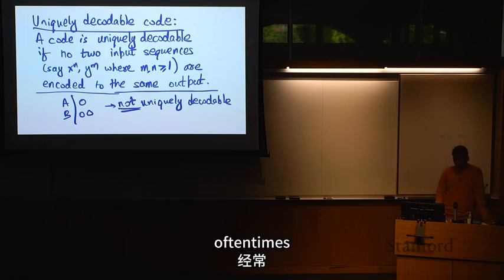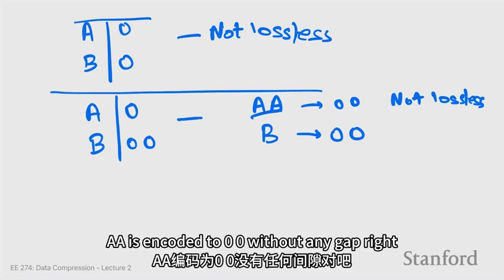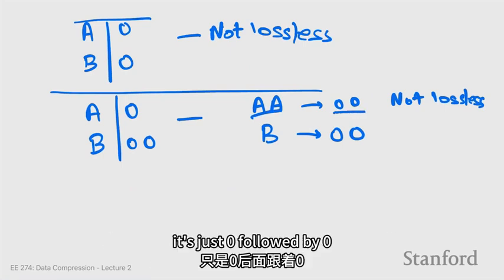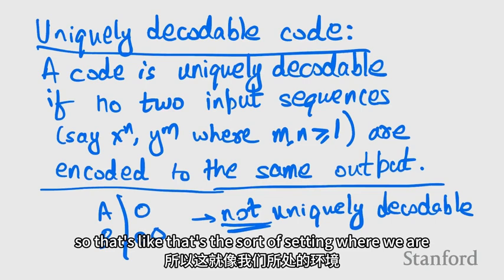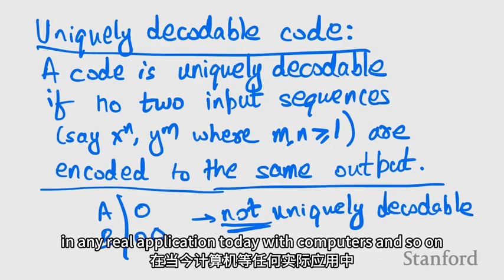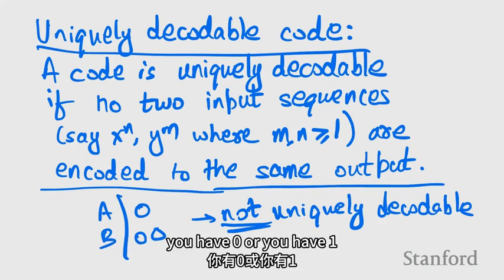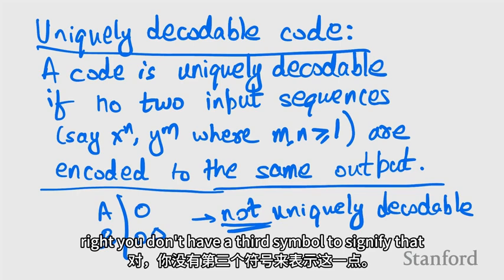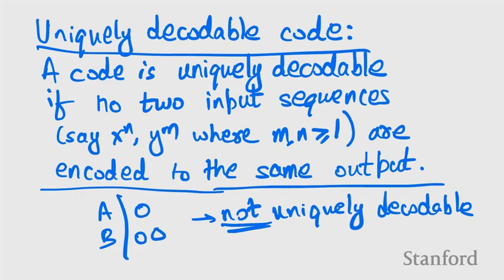So oftentimes, this is one way of thinking about it. Because the way we are thinking about it is when AA is encoded to 0 0 without any gap, it's just 0 followed by 0. There isn't a gap. B is also 0 0, no gaps anywhere. So that's the sort of setting where we are thinking about these uniquely decodable codes. And most often in any real application today with computers, you can't afford gaps because you have a binary alphabet. You have 0 or you have 1. You don't have a third symbol to signify that one code word has ended.